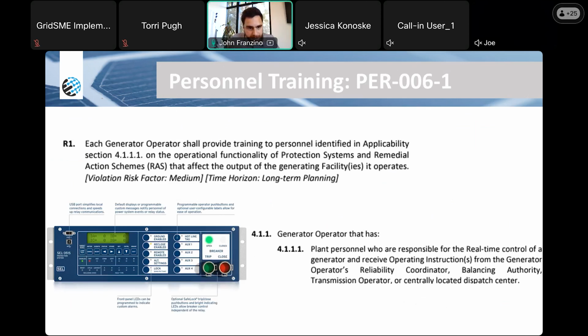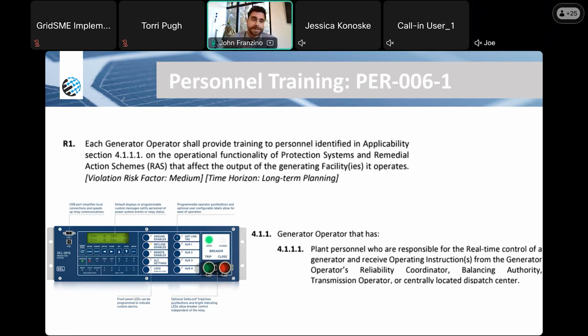PR6 is focused, while PR5 is overarching, right? Have a competency and systematic training approach for any personnel who may receive dispatch or operating instructions. PR6 is focused on understanding the protection system elements at a facility, and especially if there are any remedial action schemes or SPS, special protection systems, associated with the facility.